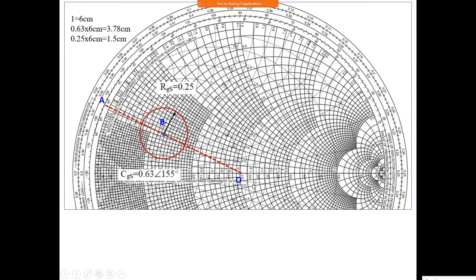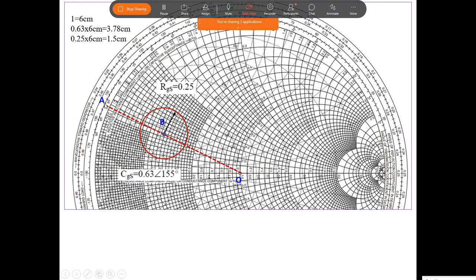What we have to do now is draw a line from here. You start from here, you go like this, and wherever you reach 155, stop here. Draw a line passing from the center of the Smith chart to this point here. Okay, not up to this, up to this you should draw the line.